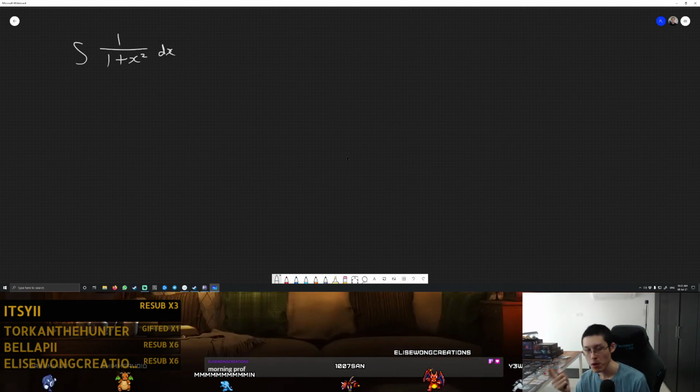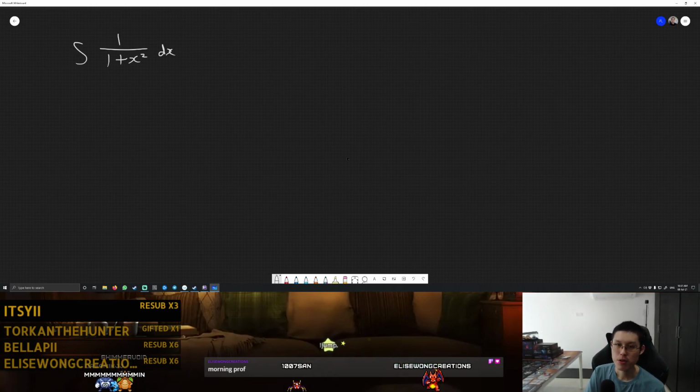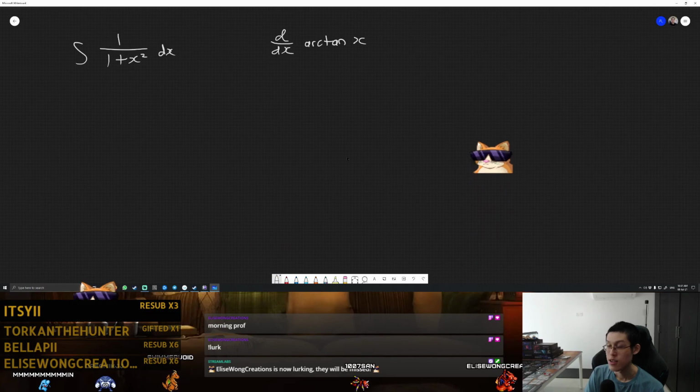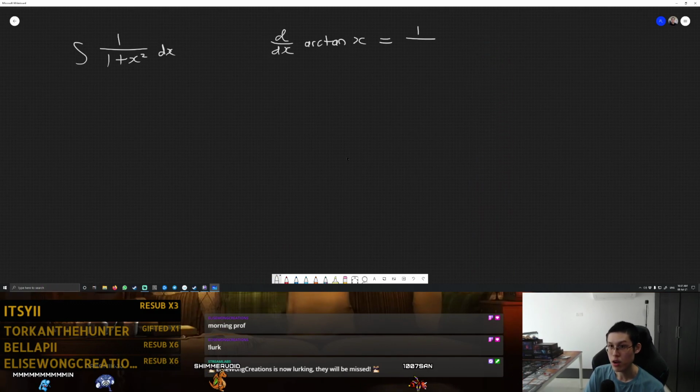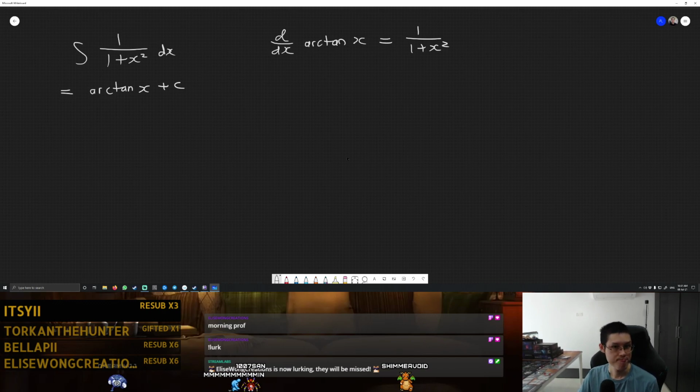Well, if you remember what we did back in differentiation, if you were to differentiate arctangent x, you would actually get 1 over 1 plus x squared, right? You remember this? So if you integrate 1 over 1 plus x squared, you should get arctangent. So this would give you arctangent x plus c. Not very surprising there, I think.